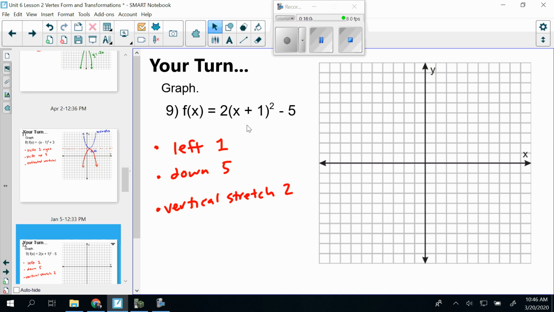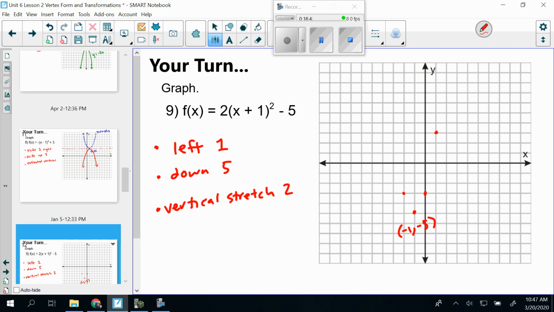So where's this one going to be? Go do your left 1 and down 5. That's going to put the new vertex right there, at -1, -5. And now all our points are going to get doubled. So usually we go over 1, up 1. Now we're going to be going over 1, up 2, because the y value got doubled. Over 1, up 2. Then usually it's over 2, up 4. So that point of 4 is going to get doubled. So now it'd be up 8.